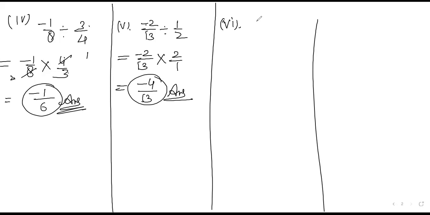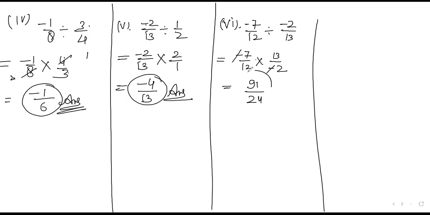Sixth part, -7 upon 12 divided by minus 2 upon 13. Okay, so minus 7 upon 12, multiply, the sign becomes 13 upon minus 2. So the minus sign gets cancelled out and nothing else will get cancelled. So 13 7s are 91, 12 2s are 24. This will be your answer.